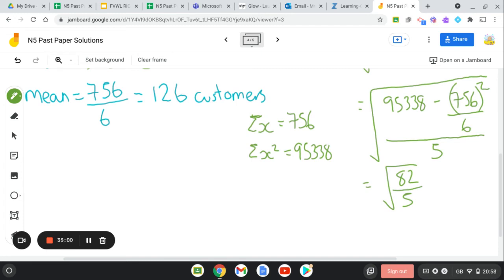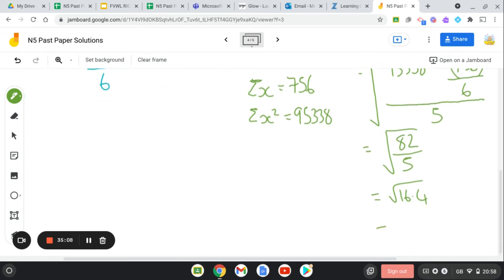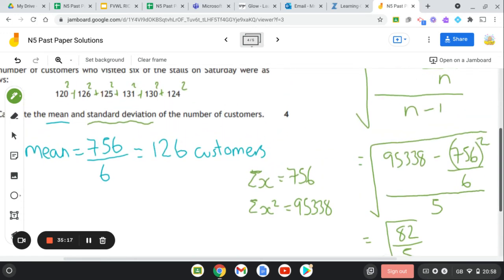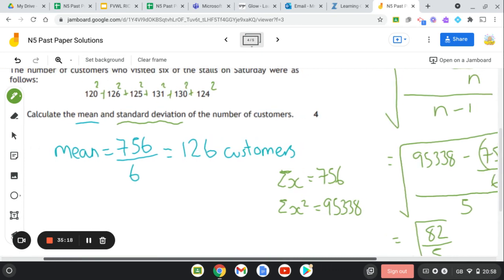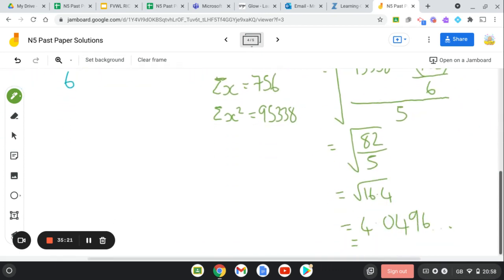So if I divide that by 5, I get the square root of 16.4, and the square root of 16.4 is going to give me 4.0496... And then just double check that the question doesn't want you to round it to anything. No, it doesn't. So the standard deviation is 4.0 customers. Okay, so that's how we'd finish off that question.